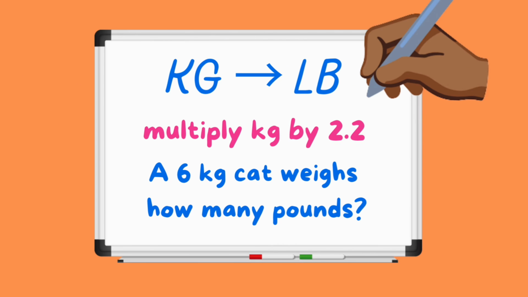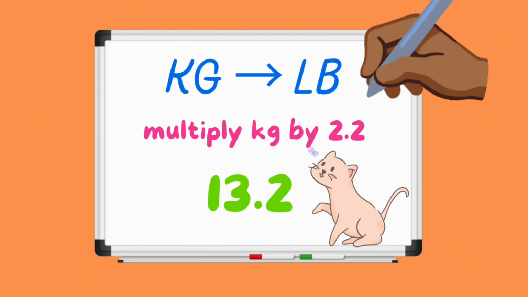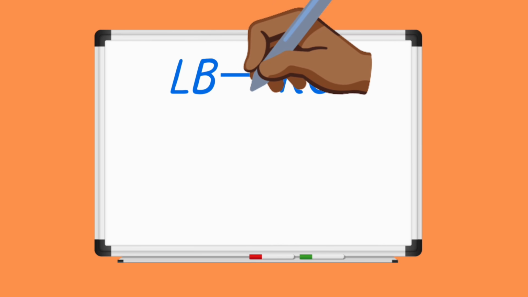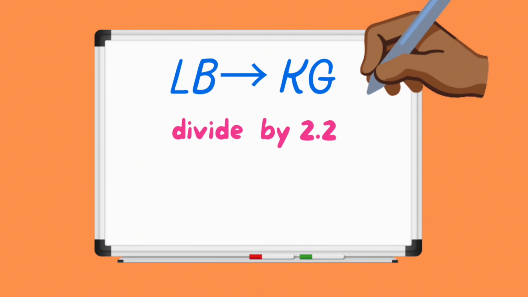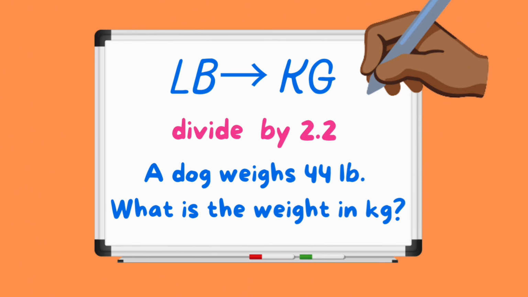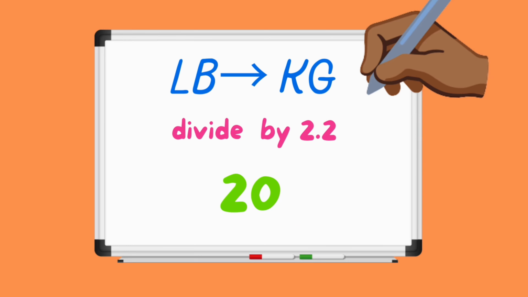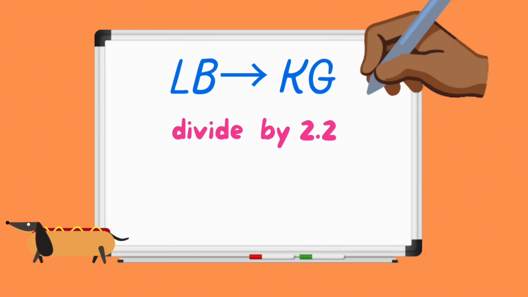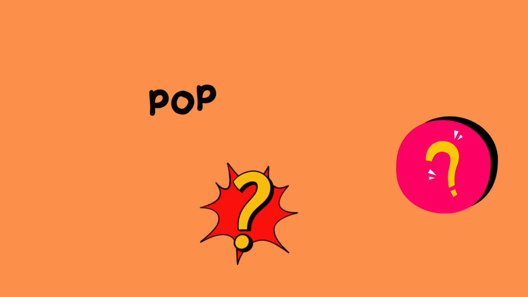Here's a quick question. That was too easy, right? So now let's go the other way. If we're converting pounds to kilograms, we divide by 2.2. I bet you could do this in your sleep. Don't let that exam trick you though. Make sure you look at the question.